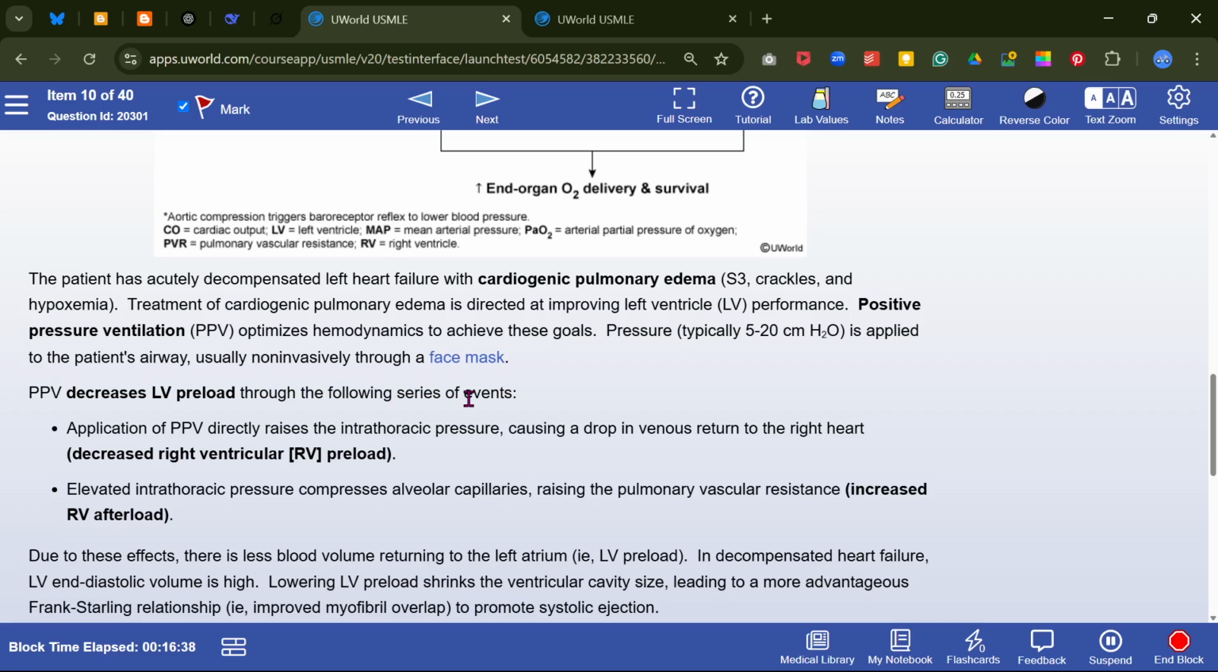Pressure of 5 to 20 centimeters of water is applied to the patient's airway, usually non-invasively through a mask. Positive pressure ventilation decreases left ventricular preload through the following series of events. Application of positive pressure ventilation directly raises the intrathoracic pressure, causing a drop in venous return to the right heart, decreasing right ventricular preload. Elevated intrathoracic pressure compresses the alveolar capillaries, raising the pulmonary vascular resistance and increasing right ventricular afterload.